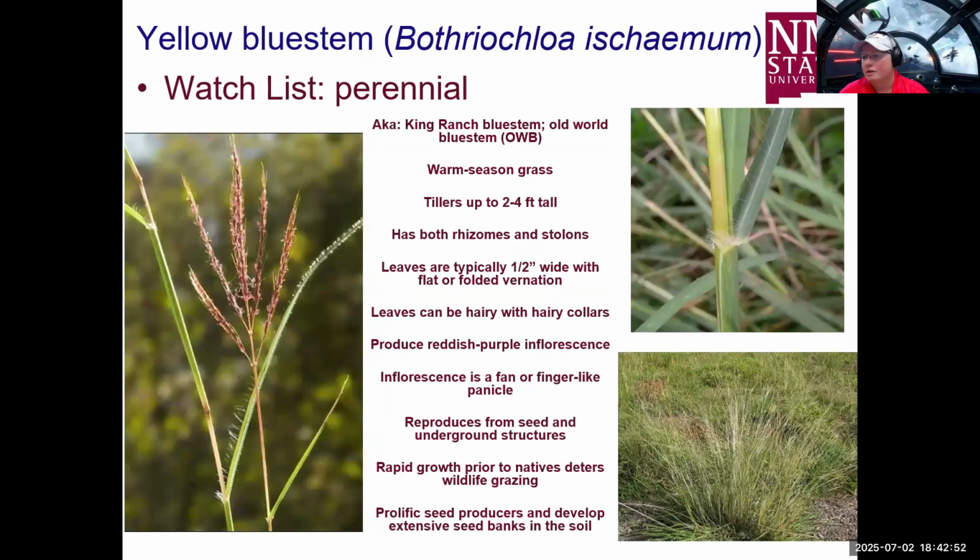Yellow bluestem is another one on the watch list, as a lot of the Old World bluestems are, even though I've seen it in New Mexico. There's actually an example of the plant growing right out here outside of my office. If you can try to get rid of it before the population starts to grow, I would suggest it, just because it's really difficult to get rid of if it is invading your area. It's not necessarily a palatable forage for our livestock, and it has those extensive underground root systems that make it that much more difficult to control.